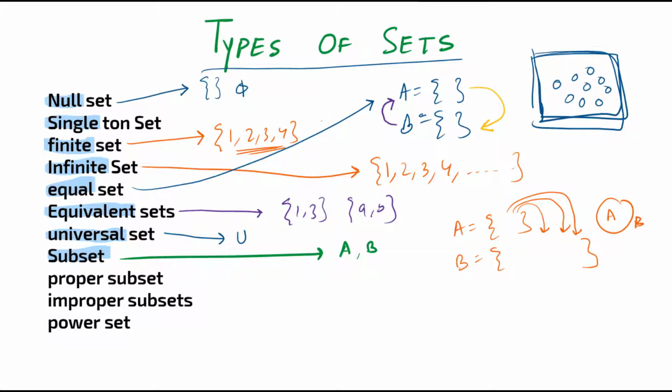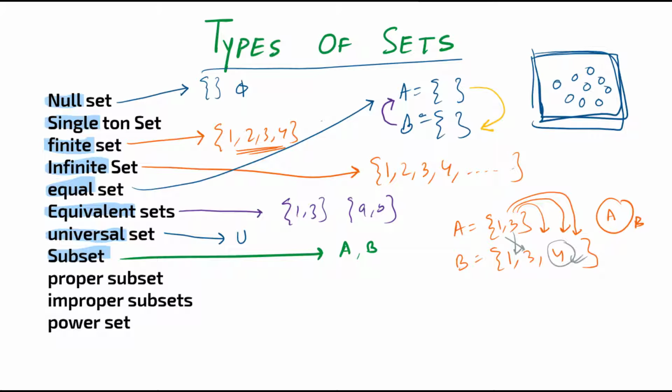Now for example, let's say I have 1 and 3 in A, and in B I have 1, 3 and 4. Now all elements of A are present in B, right? So I have 1, I have 3, but 4 is extra in B. So A is a subset of B. I think you have understood the point.